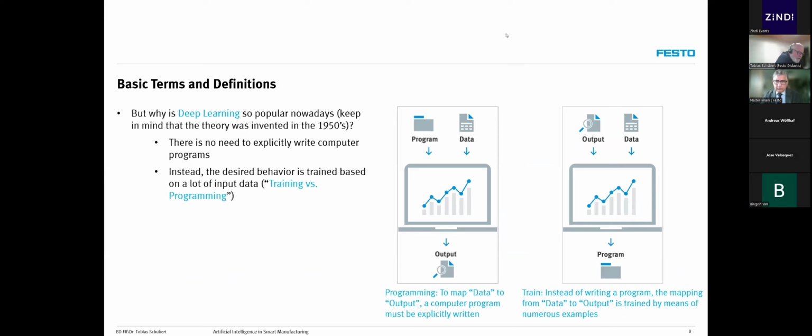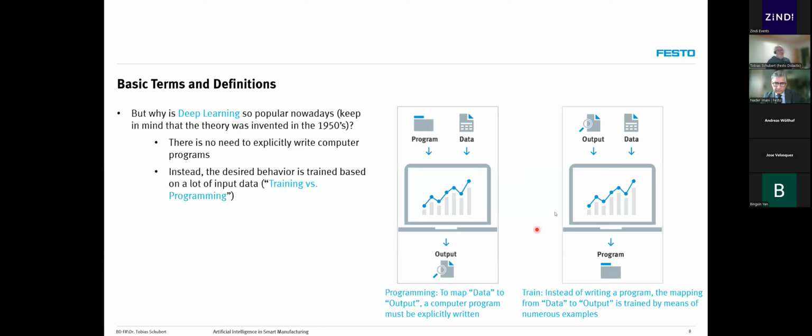Of course, one could ask, why is deep learning so popular nowadays? The entire story of neural nets and perceptrons was invented in the early 1950s. Then the AI winter happened, and nothing happened until, let's say, 1995 or something like that. But now it's everywhere. One benefit, of course, is you do not have to write computer programs anymore. If you have some data as an input and you want to map it to an output, in the good old days, you would just program a program mapping these input data to the output data.